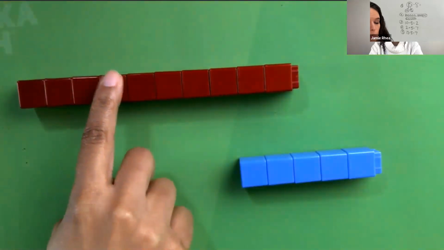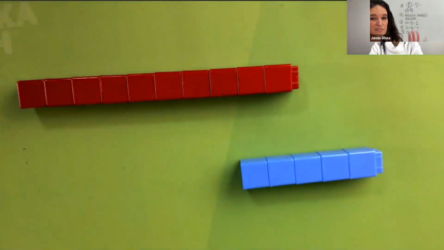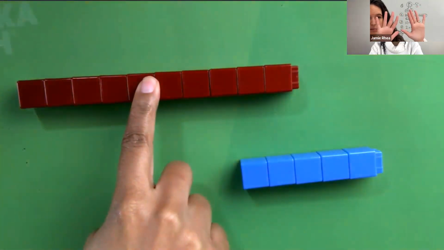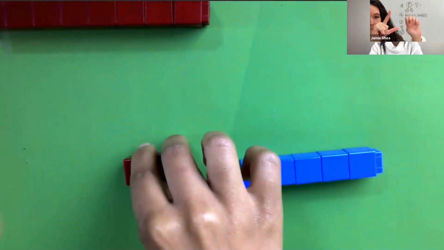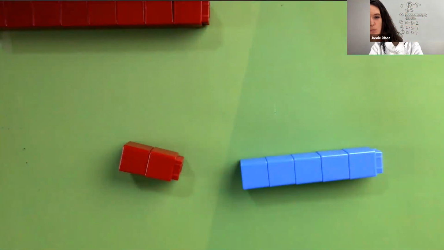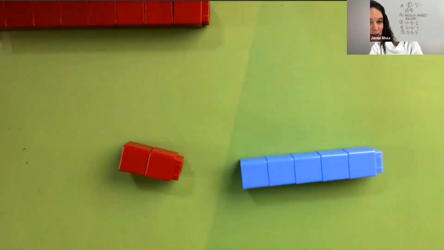10 or 5? Show me on your fingers. 10 because there's enough to take 8 away. Yes, 10. Take 10 away. 10 minus 8 is? 2. Yes. 2 and 5 make? 7. Yes, 2 and 5 makes 7.